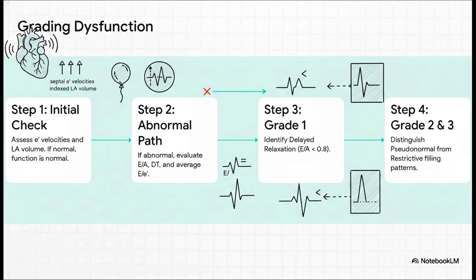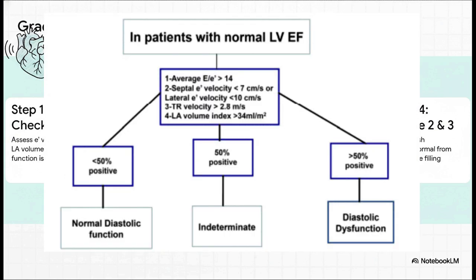Now you're going to look at your E to A ratio, your deceleration time, and your E to E prime ratio. Step 3, finding grade 1 dysfunction, is usually pretty easy. It's a delayed relaxation pattern, and you'll see that classic E over A ratio of less than 0.8.